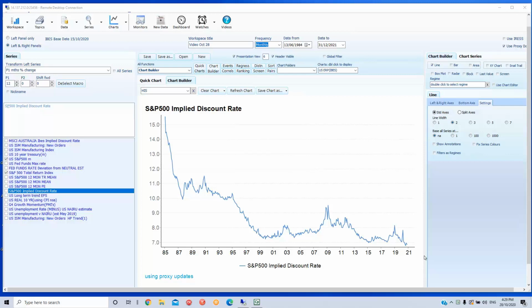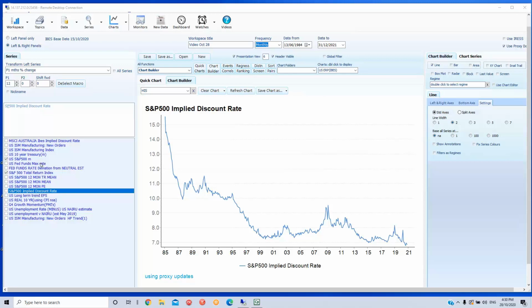Now, the US implied discount rate, based on a dividend discount model, has basically got the discount rate below 7% for the first time in the 35-year history of this particular series. So in absolute terms, certainly the US equity market is expensive.